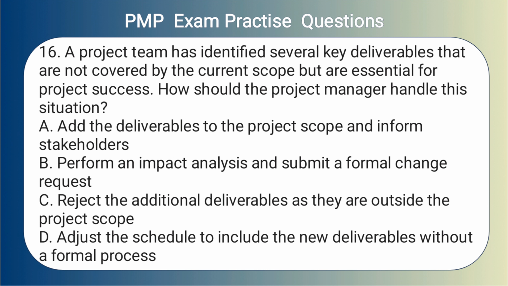16. A project team has identified several key deliverables that are not covered by the current scope, but are essential for project success. How should the project manager handle this situation? A. Add the deliverables to the project scope and inform stakeholders. B. Perform an impact analysis and submit a formal change request. C. Reject the additional deliverables as they are outside the project scope. D. Adjust the schedule to include the new deliverables without a formal process.